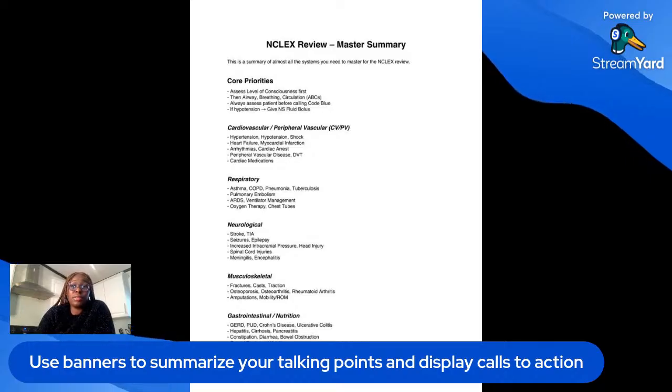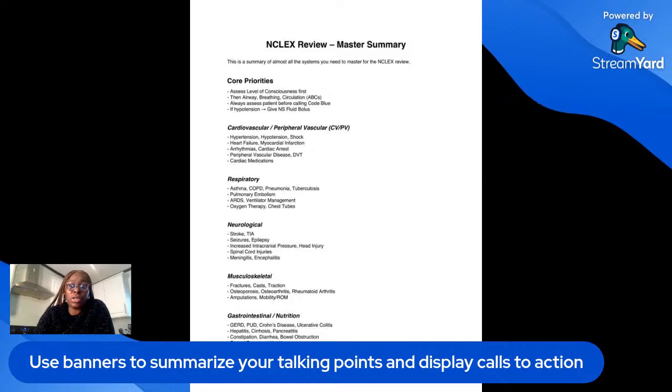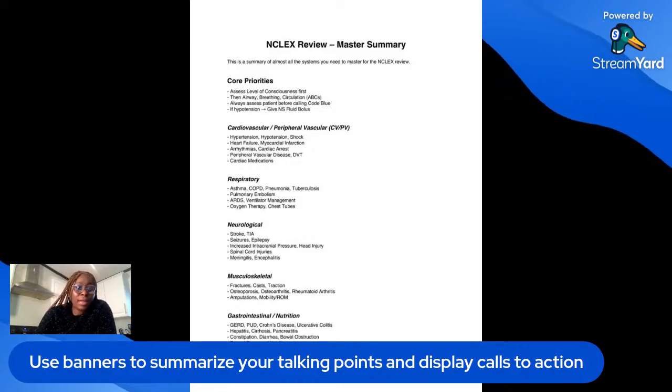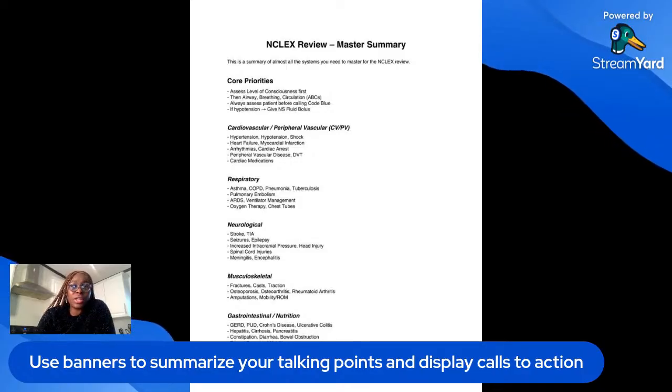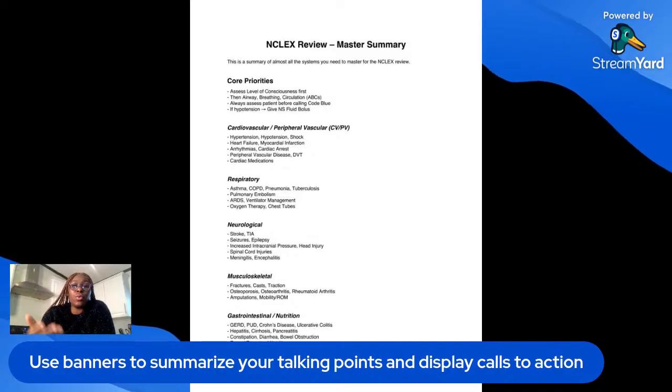So the core priority for the NCLEX is, the first thing is for you to always assess the patient's level of consciousness. That is the very first thing you need to do. So as a nurse, you get a scenario, you get a question. The very first thing that comes to your mind is to assess this patient. Then you can go ahead and look into airway, breathing, and circulation. So you always assess the patient first before calling the code, before calling for help, so that you have a baseline of what you're working with.